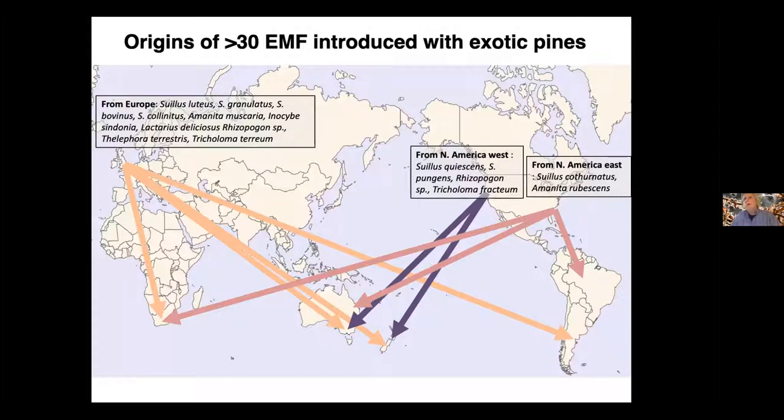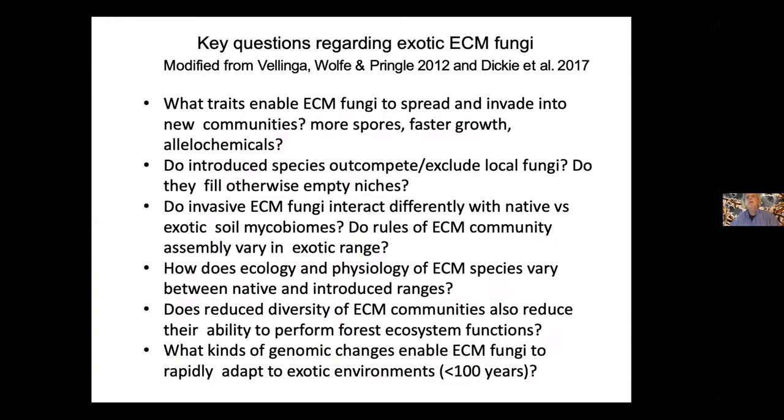So using molecular systematics and morphotaxonomy, we can already unambiguously track the origins of about 30 different ectomycorrhizal fungi introduced with exotic pines around the world. This is not the first study to do this. Elsa and Anne Pringle, Ian Dickie and others have identified a whole research agenda for how to study these fungi and identify the traits that allow them to spread and invade.